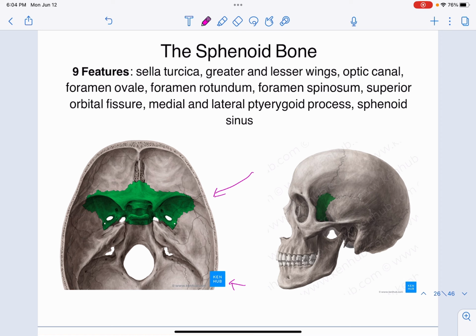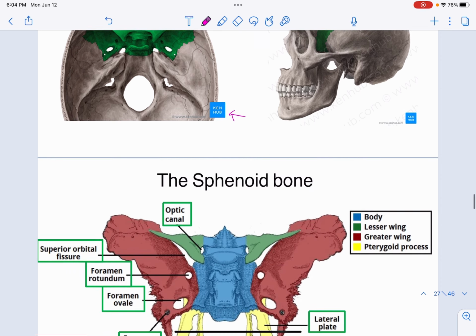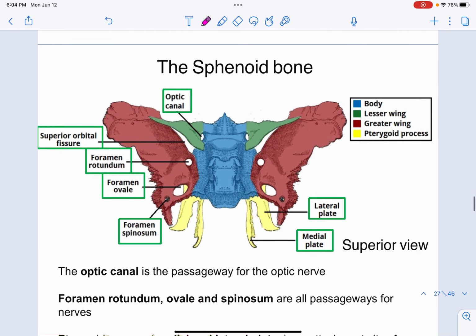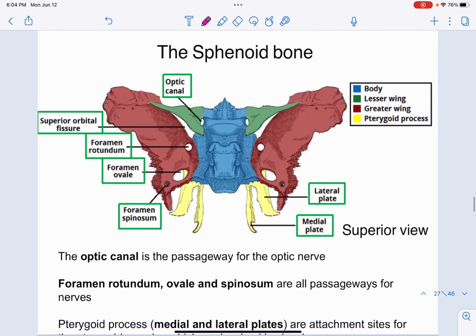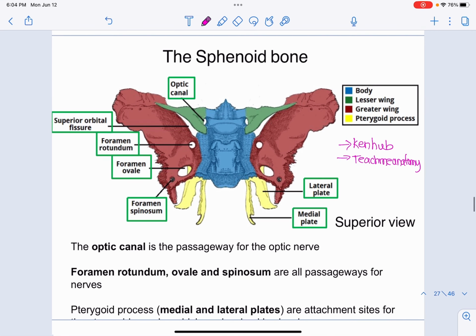All right, so these are the features. There are 9 of them. Let's just go over them in picture format. So since we're here, I'm going to tell you about one other website. So we talked about KenHub. That's a great website. The second one is called Teach Me Anatomy. I got this picture from Teach Me Anatomy.